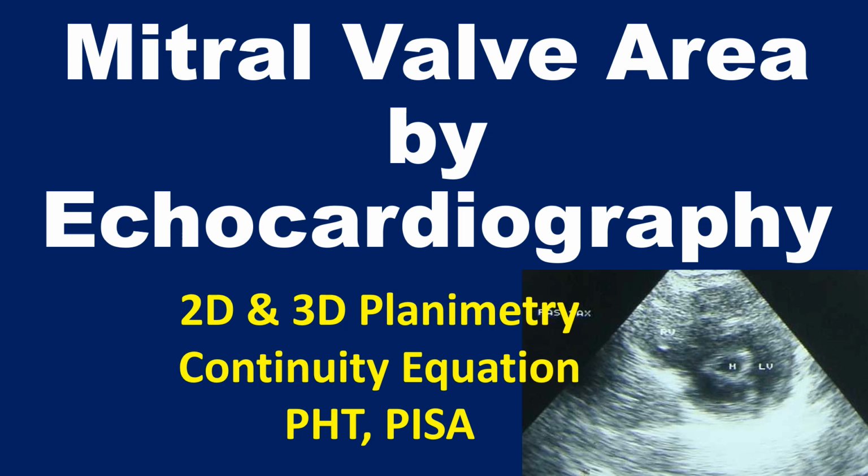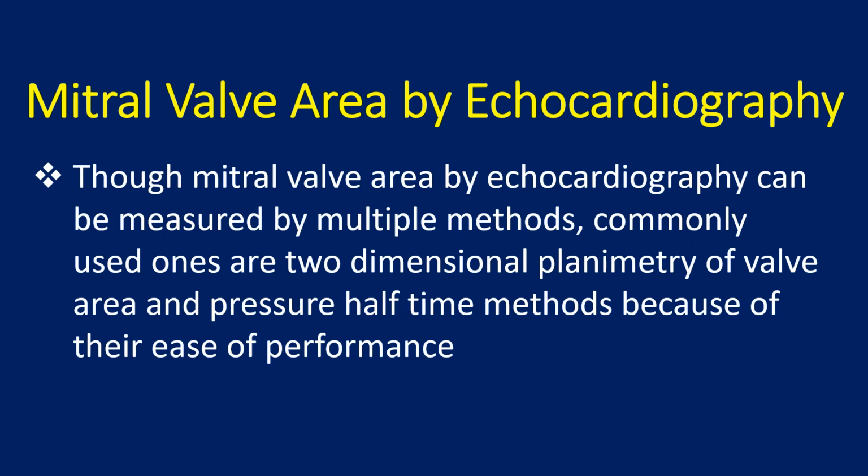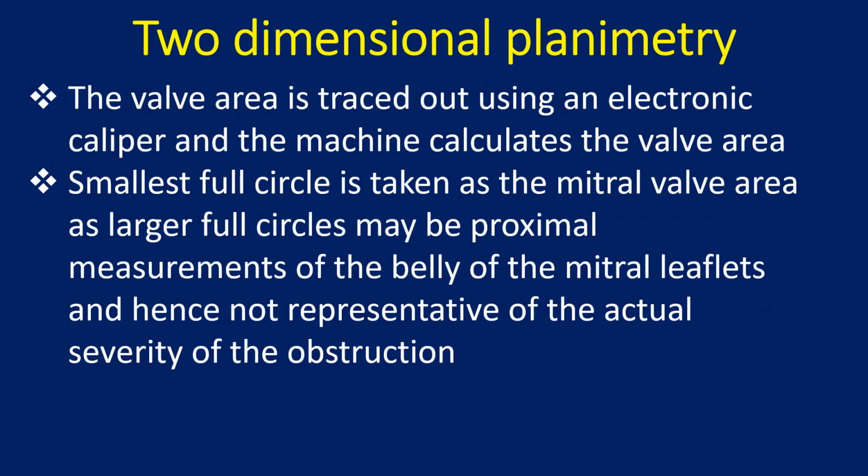This is a discussion on the assessment of mitral valve area by echocardiography using multiple methods. Though mitral valve area by echocardiography can be measured by multiple methods, commonly used ones are two-dimensional planimetry of valve area and pressure half-time methods because of their ease of performance. In two-dimensional planimetry, the valve area is traced out using an electronic caliper and the machine calculates the valve area.